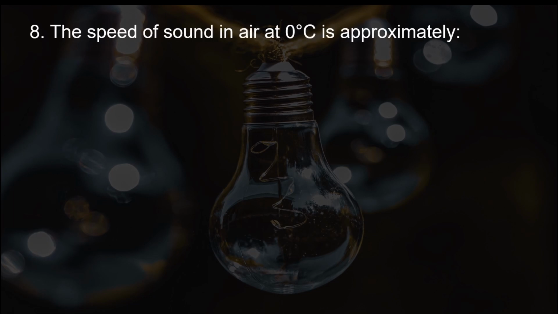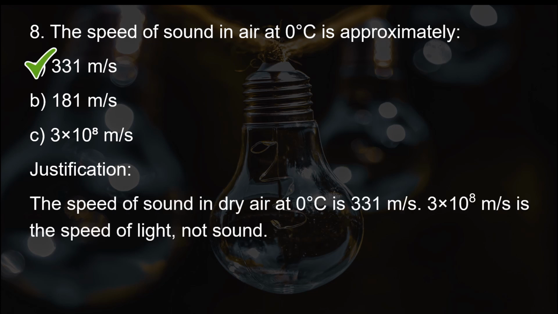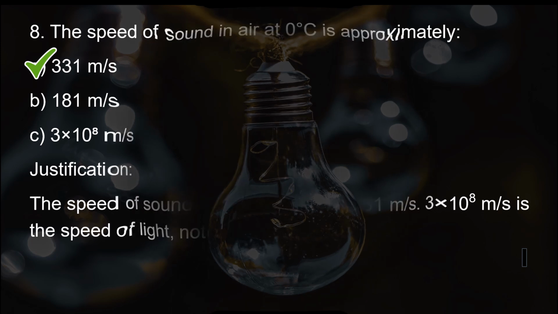Question 8. The speed of sound in air at 0 degrees Celsius is approximately: A, 331 meters per second, B, 181 meters per second, C, 3 times 10 to the power of 8 meters per second. Justification: the speed of sound in dry air at 0 degrees Celsius is 331 meters per second; 3 times 10 to the power of 8 meters per second is the speed of light.